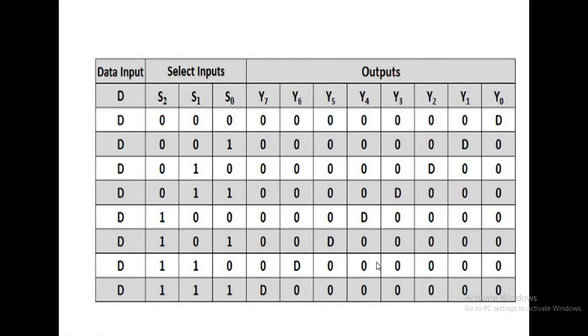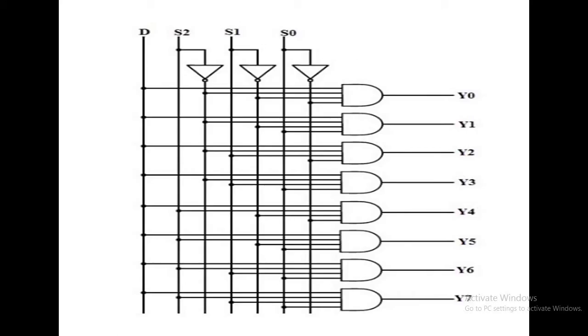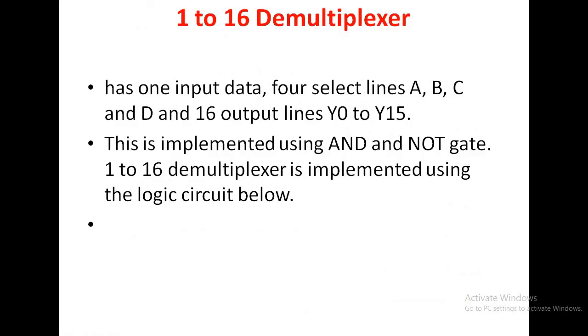If I take any number haphazardly, let us consider y6. Okay, let us consider y6. S2, S1, S0 complement. Because the S0 value is 0, so S0 complement, S1, S2. See, from S0 complement, one line is there. This is the S0 complement, S1 and S2. Okay. So in this way you can draw the logic circuit diagram of the 1x8 demultiplexer.